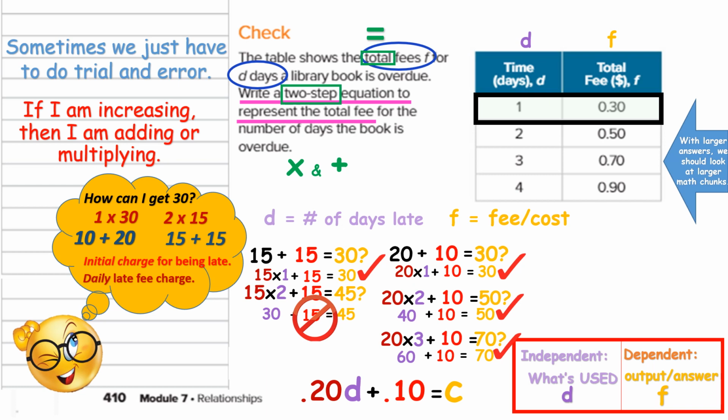So by trial and error and working through it and thinking logically about it, I end up with the two-step equation, which is 20 cents times D for however many days that I'm late, plus the original fee for it being late, which is 10 cents. That'll give me my total. It should be an F for fee, but it's my total cost of what my bill is going to be.